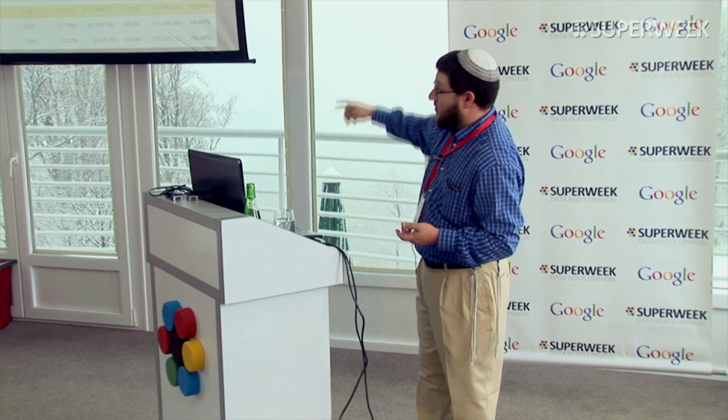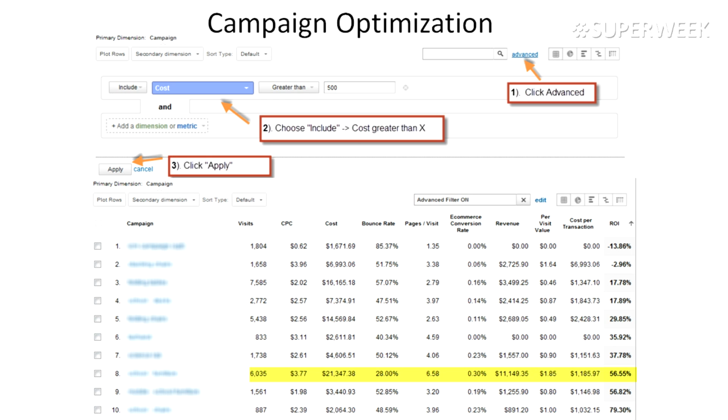Another way to sort is by ROI. Now we're going to get the same problem that we had by just sorting by bounce rate. Campaigns or ad groups or keywords with low visits are going to be up at the top if I sort by negative ROI. So what did I do? I added an advanced filter, right? In this case, I just clicked advanced. I wanted to filter by cost, right? Volume, that's important to me. I click apply, and all of a sudden I can find, sorted by ROI, the campaigns that are important.